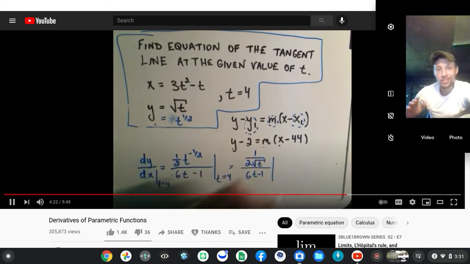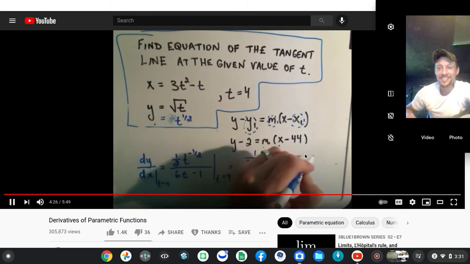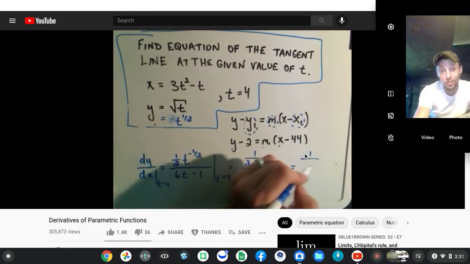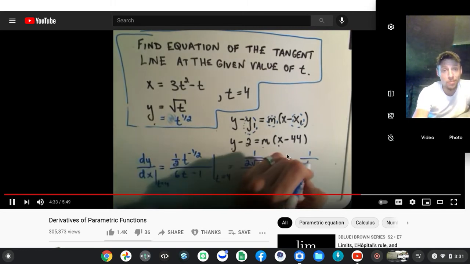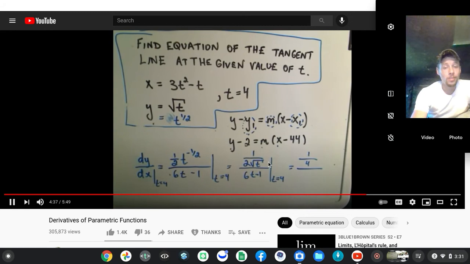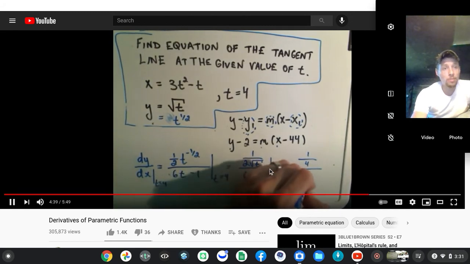Just at t equals 4. So just a little bit of arithmetic now. I'll get 1 over 2 times the square root of 4, which will be 2, so I need 2 times 2, which is 4. In the denominator, I'll get 6 times 4, which is 24, minus 1, so 23.